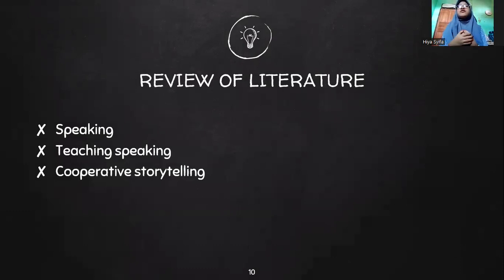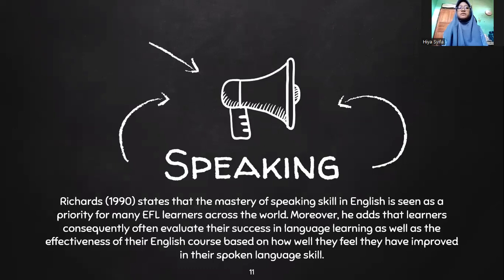For the part of review of literature, there are three parts: speaking, teaching speaking, and cooperative storytelling. Speaking, in the definition based on Richards, states that the mastery of speaking skill in English is seen as a priority for many EFL learners across the world. Moreover, he adds that learners consequently often evaluate their success in language learning, as well as the effectiveness of their English course, based on how well they feel they have improved in their spoken language skill.